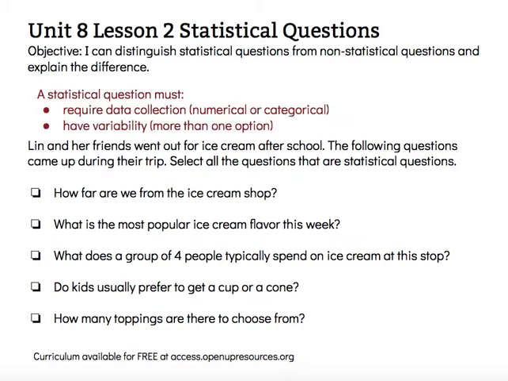There are two criteria. One, you have to collect data, whether that be numerical data, numbers, or categorical data, responses in words. You have to collect data, and there has to be variability. So when you're collecting that data and you're asking questions or making observations, there has to be more than one number or more than one word that could satisfy that situation.